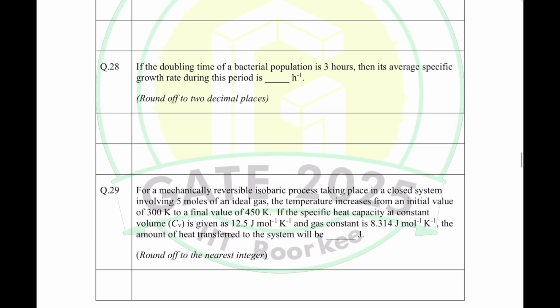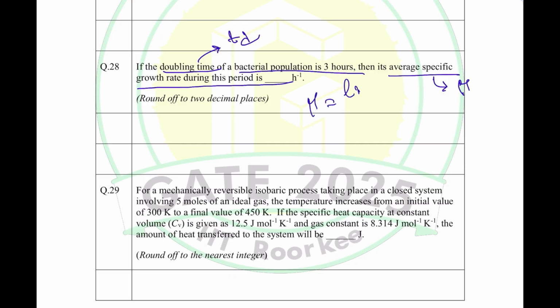Moving on to the next question. If the doubling time of a bacterial population is 3 hours, then its average specific growth rate during this period is. So we know the equation between doubling time and specific growth rate. Doubling time is known as TD and specific growth rate is mu. We know the equation: mu equal to ln2 by TD.